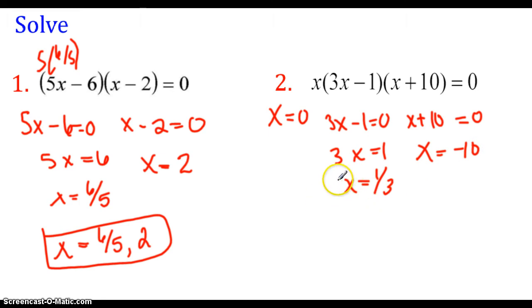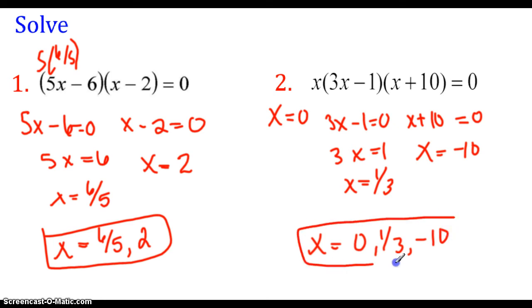So as you can see, it is okay to get zeros, it's okay to get fractions, it's okay to get negative integers or numbers. So x in this problem is 0, 1/3, and negative 10. So this has 3 answers. And there's a reason it has 3 answers, and we're going to talk about it in a second. There's a reason this has 2 answers.